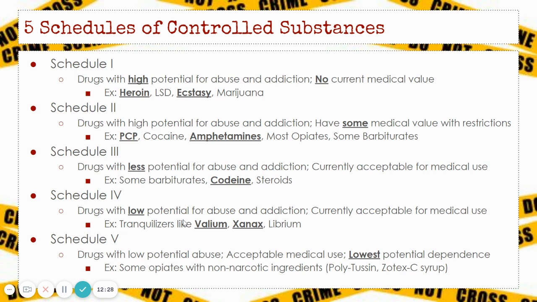And then Schedule 5 is the lowest schedule, so these are the ones with the lowest potential for abuse, accepted medical use, and lowest potential for dependence. So even if someone were to use these for a long period of time, the amount of physiological addiction is very low. So that would be some opiates with non-narcotic ingredients. Things like Polytussin, Zotex C syrup. Those are types of cough syrup. So these are some painkillers that don't have narcotic ingredients in them.